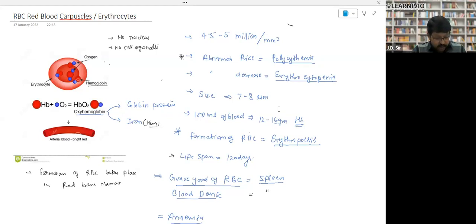Next point. The size of RBC is 7 to 8 micrometer in diameter. Full stop.